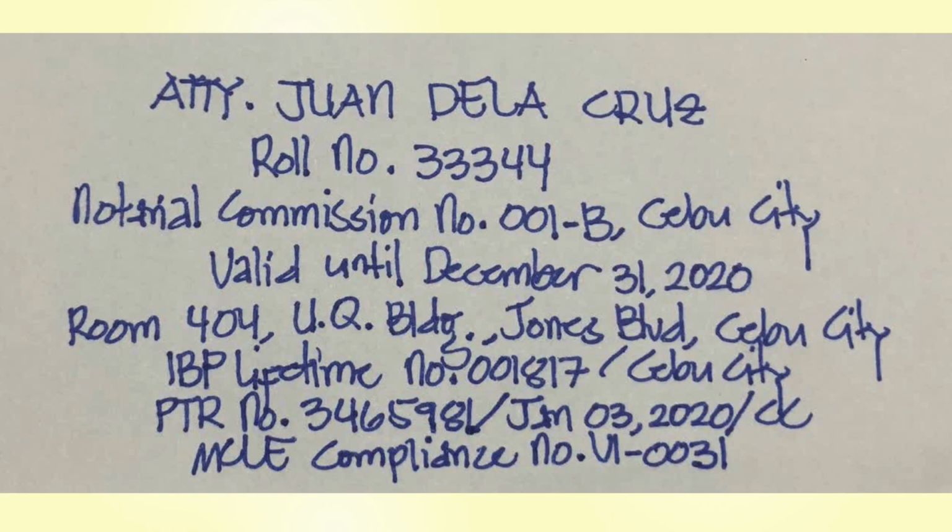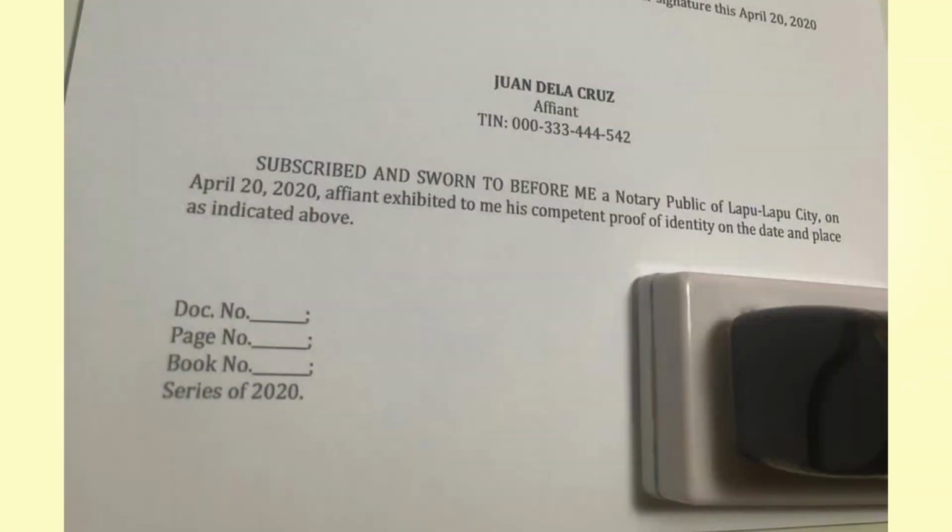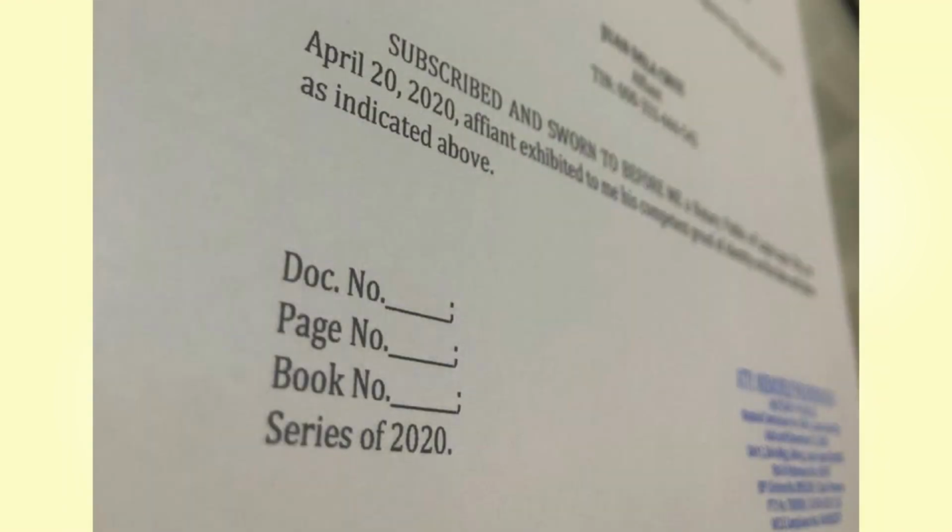It usually looks like this. This only covers the stamp of the notary public. Aside from the fact that the notary public must seal the document by plainly stamping in this area of the document, the notary public must indicate the document number, the page number, book number, and series number on the document itself. And this is in consonance with the notarial register entries. Therefore, you cannot have these items completed without the entries in the notarial register.